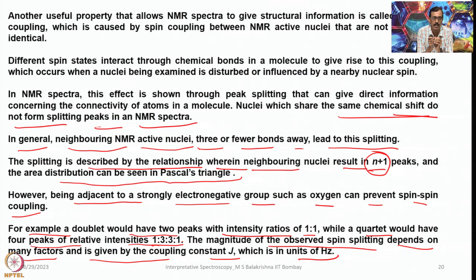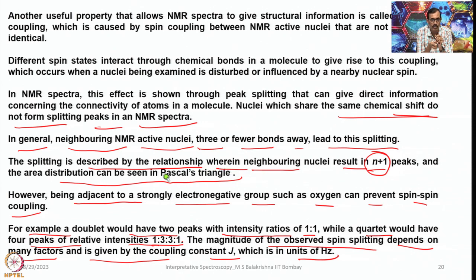In special cases, even if they are 4 to 5 bonds away, they can still interact and influence the splitting of the signal. The splitting is described by the relationship wherein N neighboring nuclei result in N+1 peaks. That means if you have N protons on the adjacent carbon atom, that leads to splitting of the adjacent one into N+1 peaks. If 2 protons are there, as in a CH2, it will make the neighboring one into 3. If 3 are there, then it appears as 4. That information directly comes from Pascal's triangle for a particular I value. You should remember Pascal's triangle varies with I values.